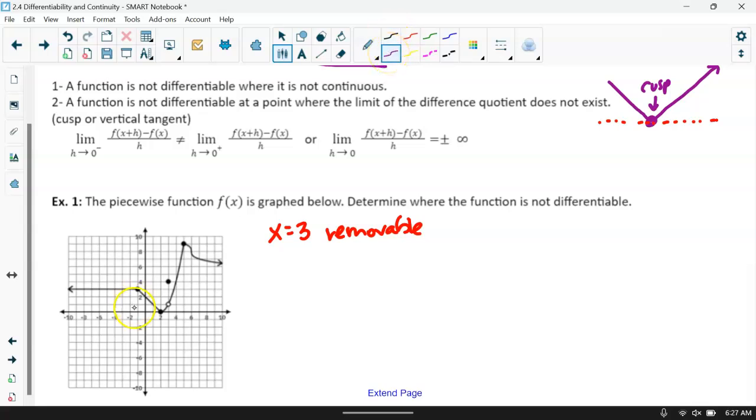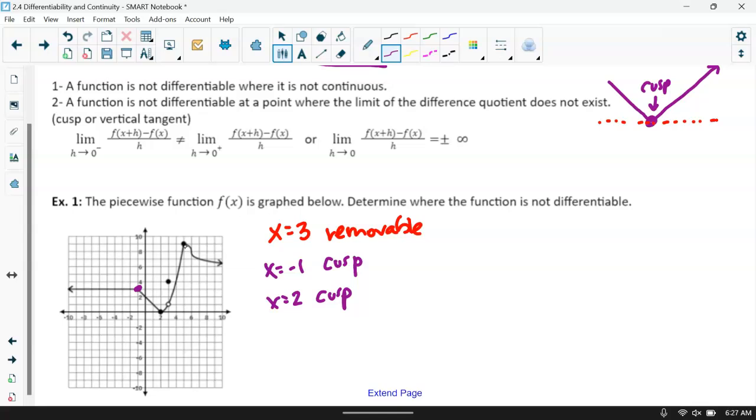For example, at x is equal to -1. Notice how here you have a slope of 0 and then it goes down to -1. So this is a cusp and not differentiable. Even though it's continuous, it is not differentiable at x is equal to -1. Then another value would be here at x is equal to 2. That is also a cusp because we have that slope of -1 and then it turns and makes that steep slope here.